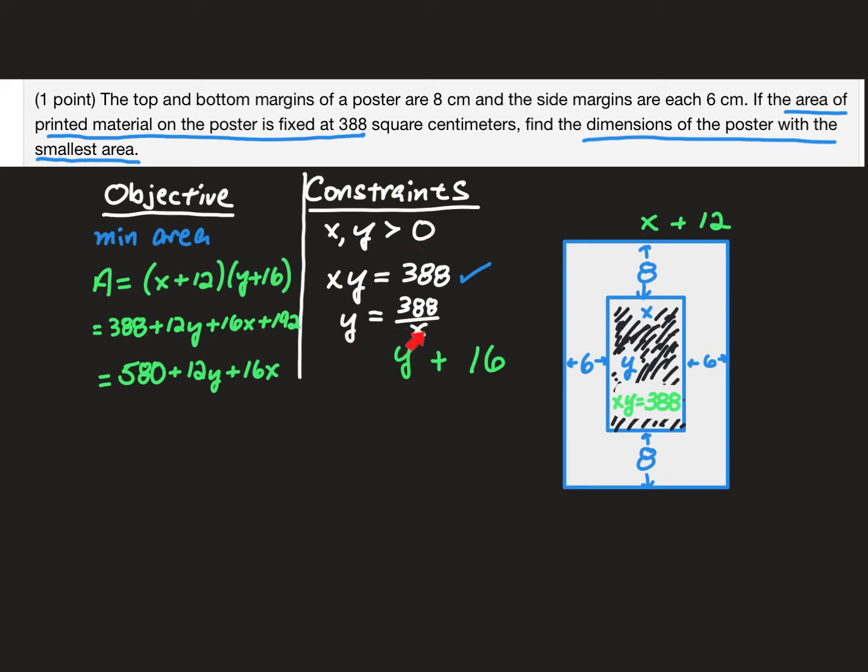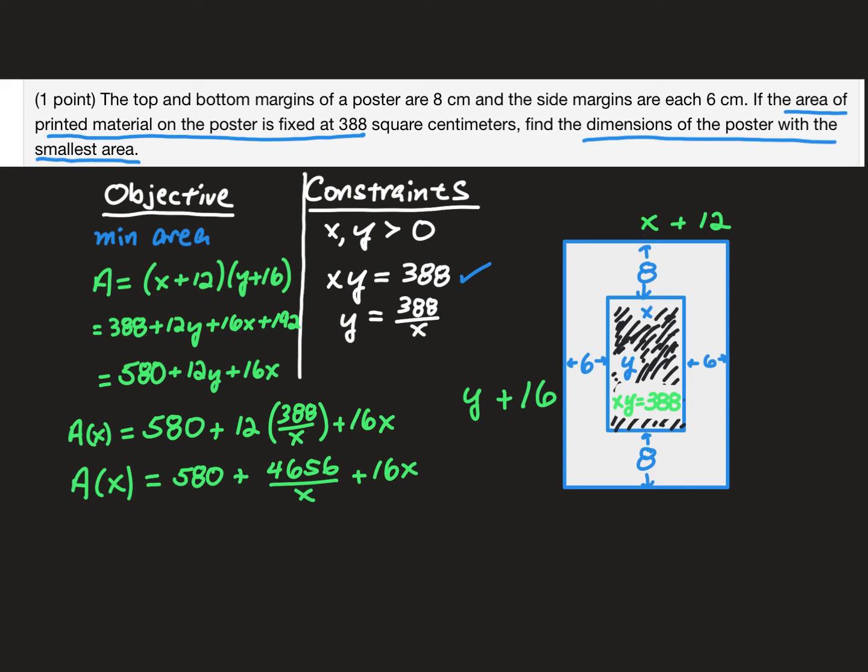And we're going to substitute that 388 over x in for y. So let's move that over there, and I'll just rewrite that down here. And then 12 times 388 is 4656. And so our area function now is just a function of one variable, x.